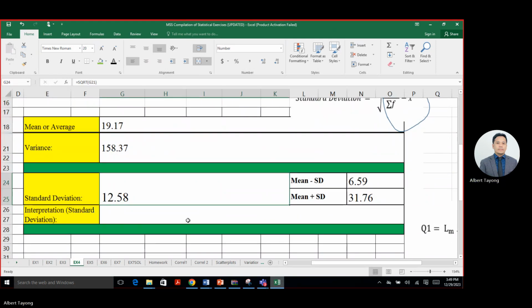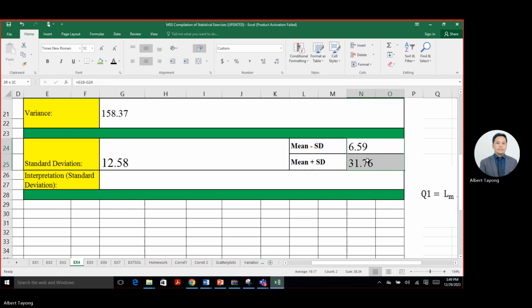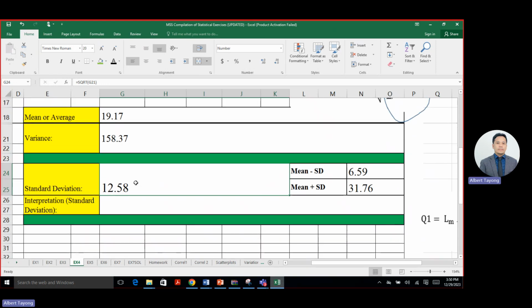When you say normally distributed, it is approximately symmetrical left and right. That means the shape of the graph is approximately a bell curve. So, assuming that the data is normally distributed, we can interpret standard deviation using these values. First of all, standard deviation is the average distance of the scores from the mean. Our mean is 19.17. It means that most of the scores are 12.58 away from 19.17.